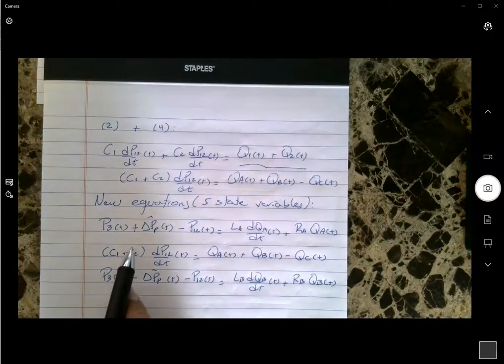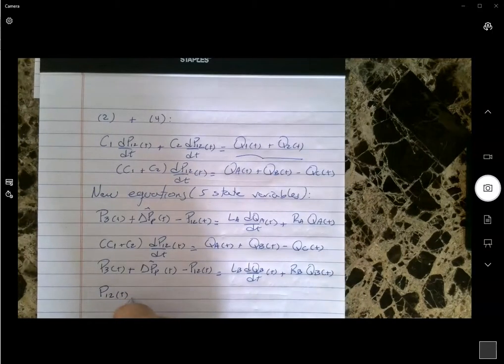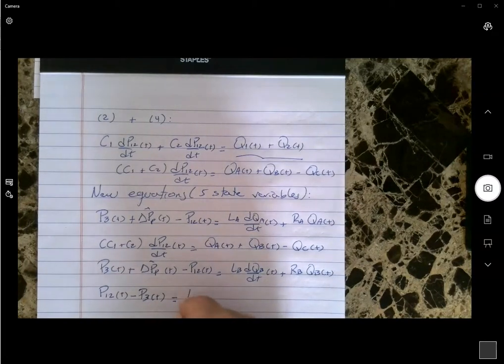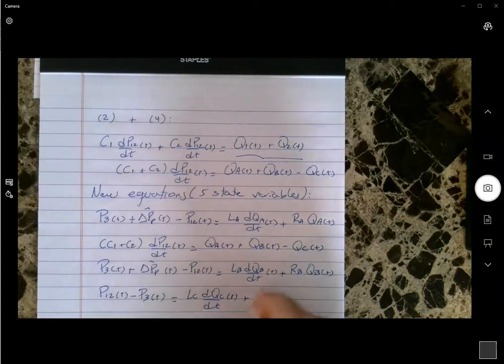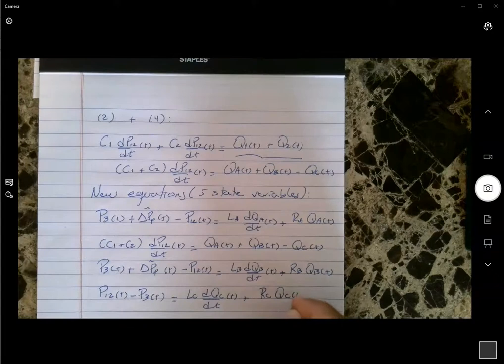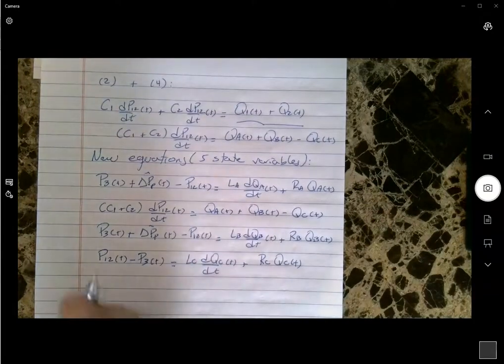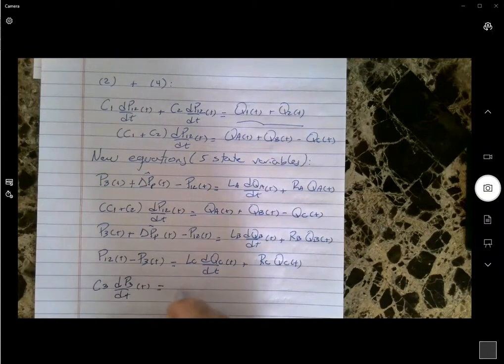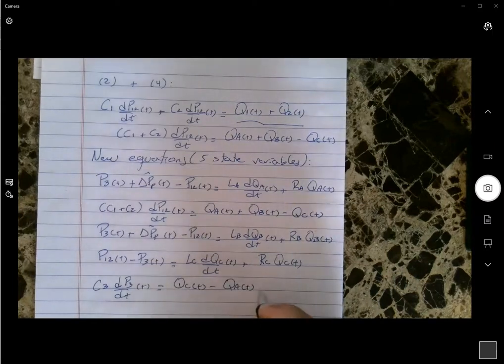Equation 4 was already combined with equation 2, so we jump now to the next one, which is equation 5. It's P12 minus P3 is equal to LC dQC dt plus RC QC of t. And the final equation, which used to be equation 6, now is equation 5, C3 dP3 dt is equal to QC minus QA minus QB.